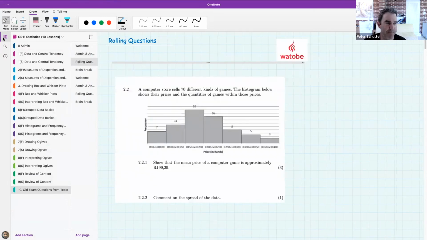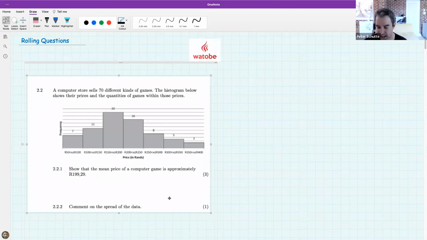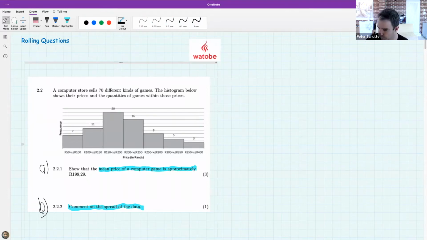Okay, everyone, let's get straight into it. So in terms of an old exam question, here is one here. In the first one, you have to show what the mean price of a computer game is. It gives you what it should get you, but you want to see the working out, and then comment on the spread of the data. I'm going to make this question A and question B. Off we go. So these are all taken from old exams.